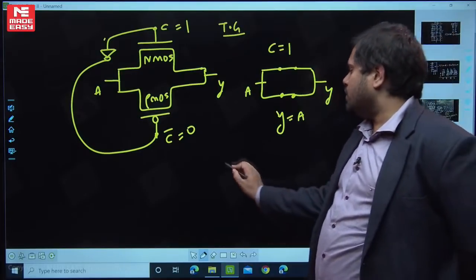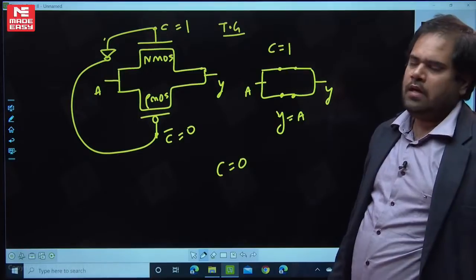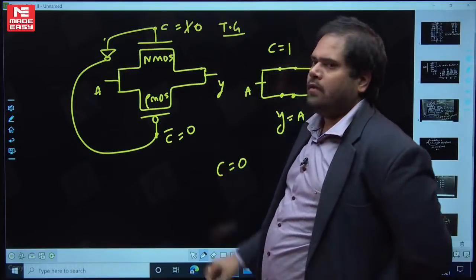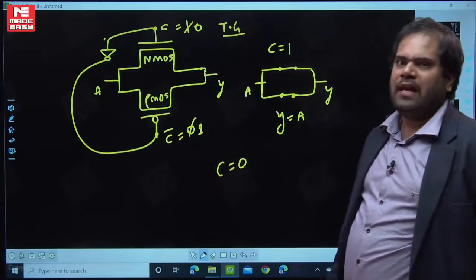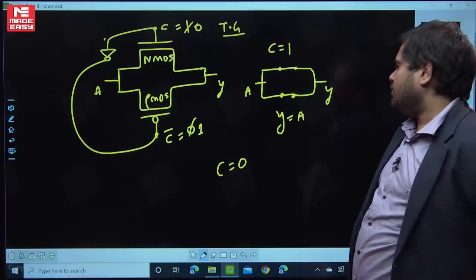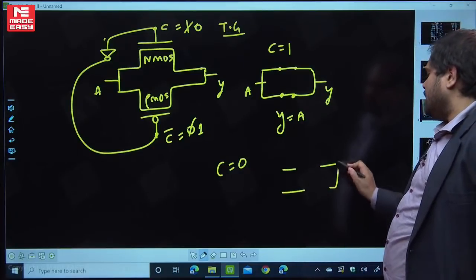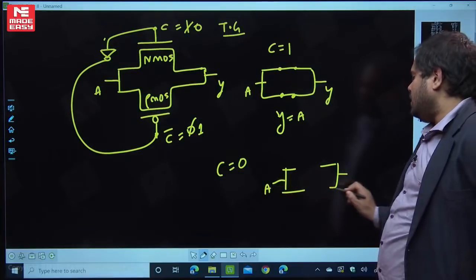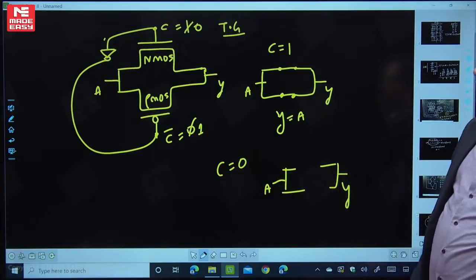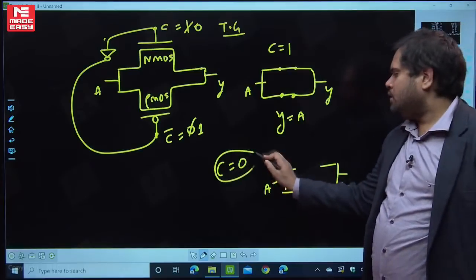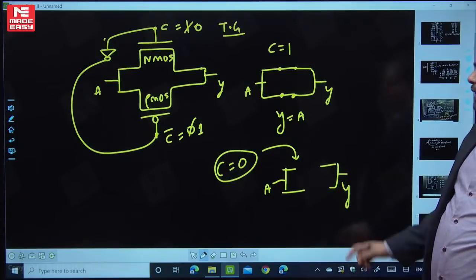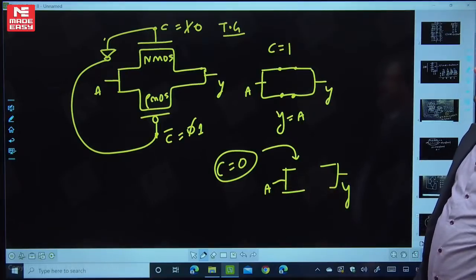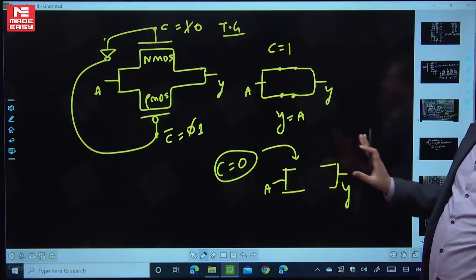Suppose I give C equal to 0. If I give 0 here, what happens? It becomes 1 here. So the NMOS is off, and the PMOS is also off. Both are off at the same time. So when C is 0, both switches are off, and the output is not connected to the input. It is called the high impedance or open circuit condition, where the output is not equal to input. This is the simple working of a transmission gate.